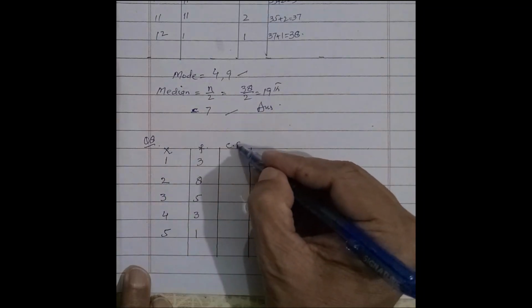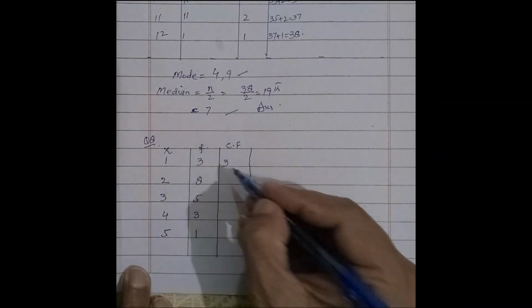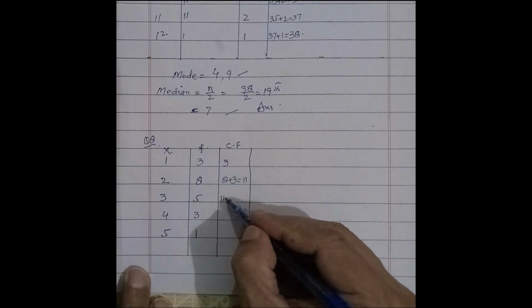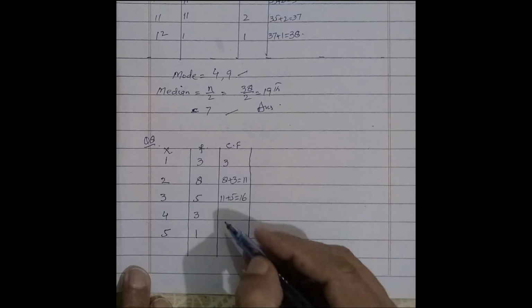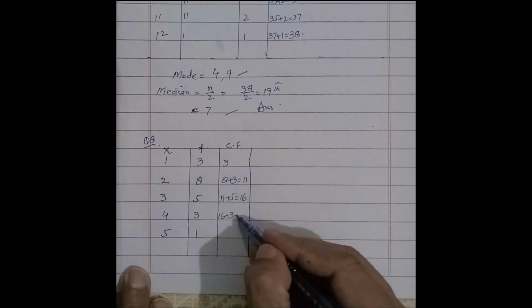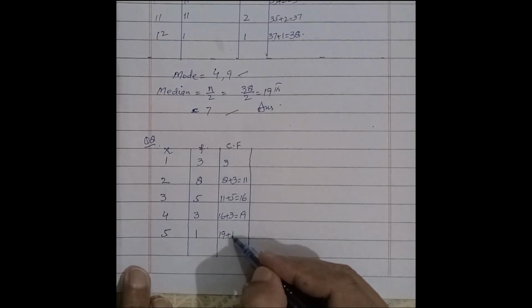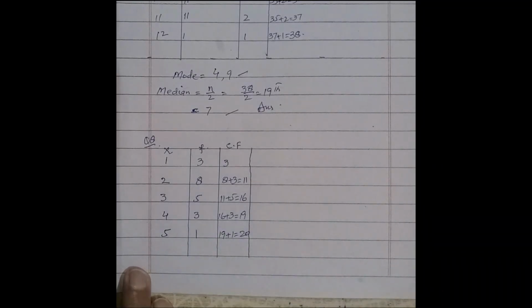The next is cumulative frequency, which is 3, 3 plus 8 is equal to 11, 11 plus 5 is equal to 16, 16 plus 3 is equal to 19, and 19 plus 1 is equal to 20. So the total frequency is 20.